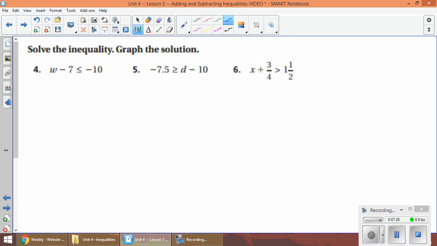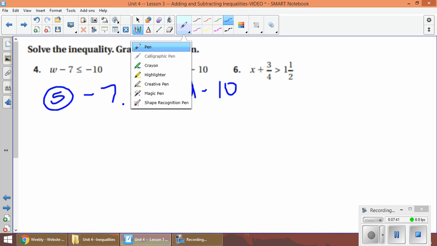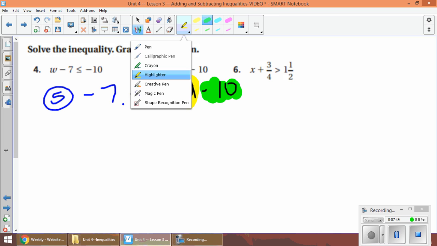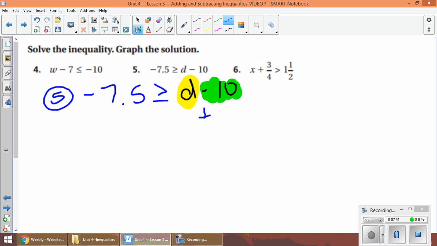All right, here's number 5. -7.5 is greater than or equal to d minus 10. So my goal is to isolate this variable. So we are subtracting 10 from d, so the inverse of subtracting 10 is adding 10.